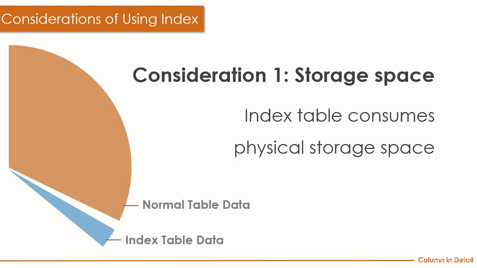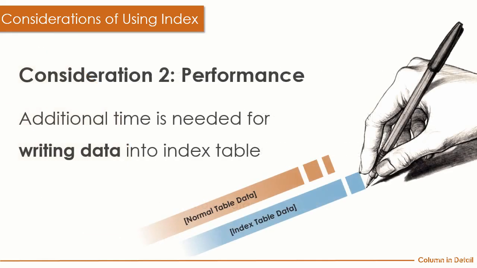First, you need to consider the storage space. If you set the column or columns to be an index column, then you need more space to store the index table. It makes sense. You store extra data, of course. The second consideration is the performance. If you write the data into the table, it does not just write to the table you define, it also needs to update or insert the data in the index table in order to make sure that when you search the data, it gets the accurate result.